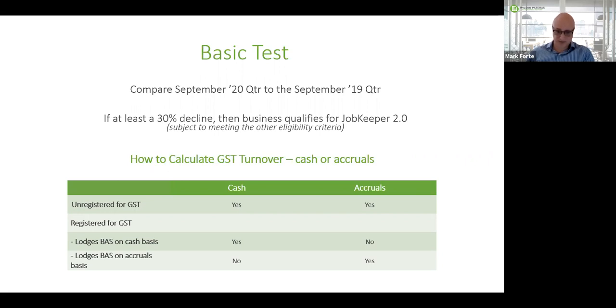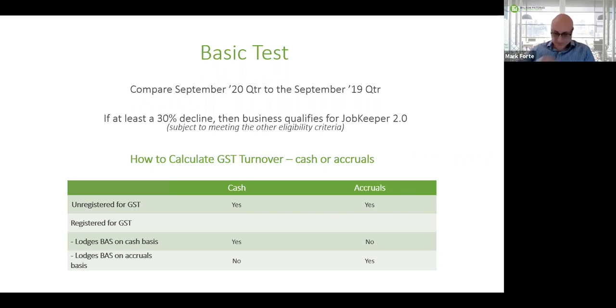If you're using cash to measure your September 2019 turnover, then you use cash for your September 2020 quarter calculation as well. If you are registered for GST and you lodge your BAS on a cash basis, you must use a cash basis for your comparison. You cannot use cash for September 2019 and then accruals for September 2020. So if reporting cash, use cash. If reporting accruals, you use accruals. You can't swap and change.